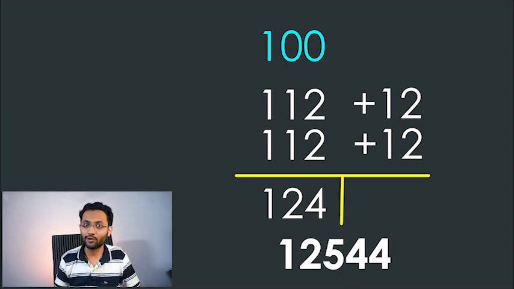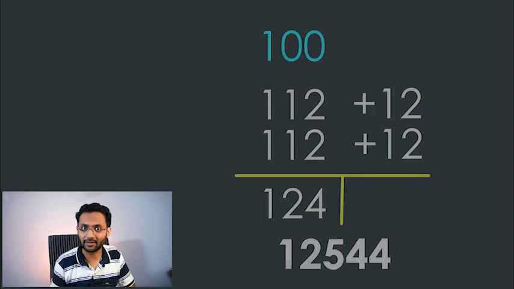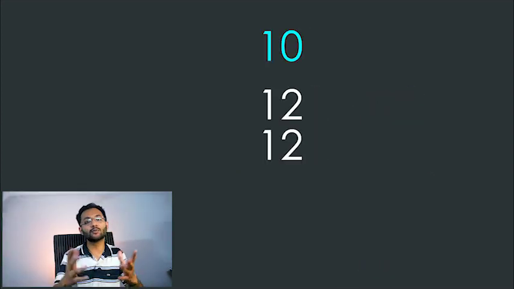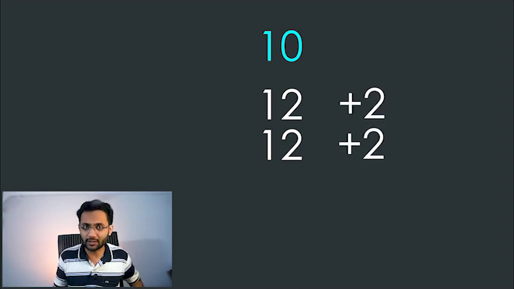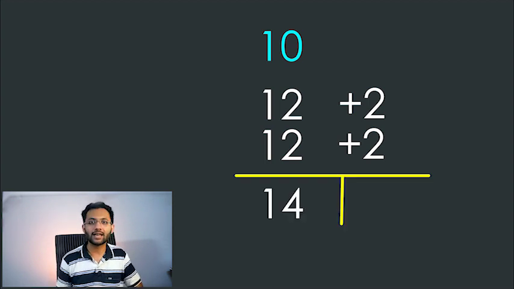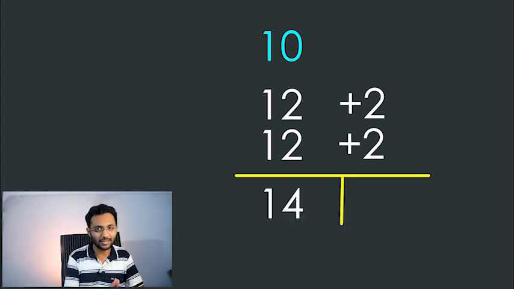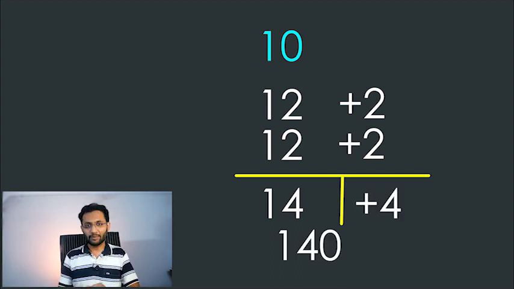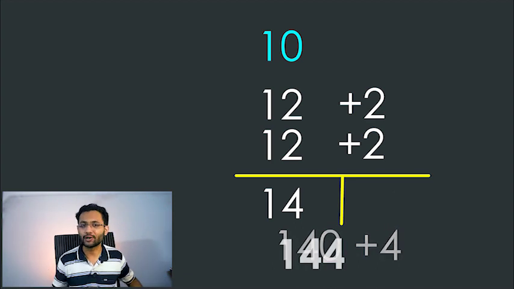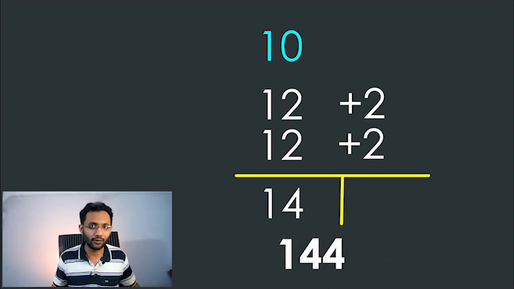And what if you don't know? Let's find square of 12 using the same method. Here the base is 10. 12 is 2 more than 10. So write plus 2 in front of both 12s. Cross addition, 12 plus 2 is 14. Here algebraic multiplication, plus 2 multiplied by plus 2 is plus 4. Multiply 14 by 10 and add 4. Here is your answer, 144.